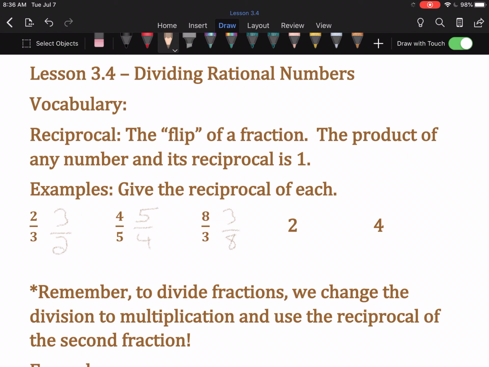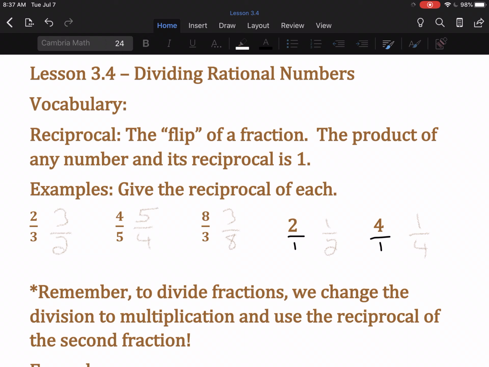In order to flip a whole number, you just have to remember that these are sneakily 2/1 and 4/1 respectively. And now flipping them is easy. The reciprocal of 2 is 1/2. The reciprocal of 4 is 1/4.